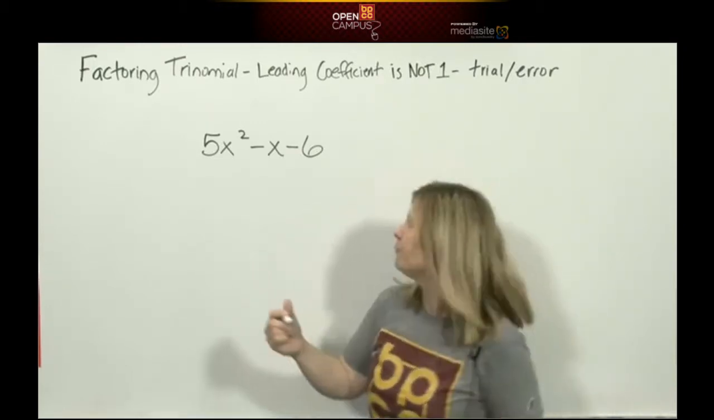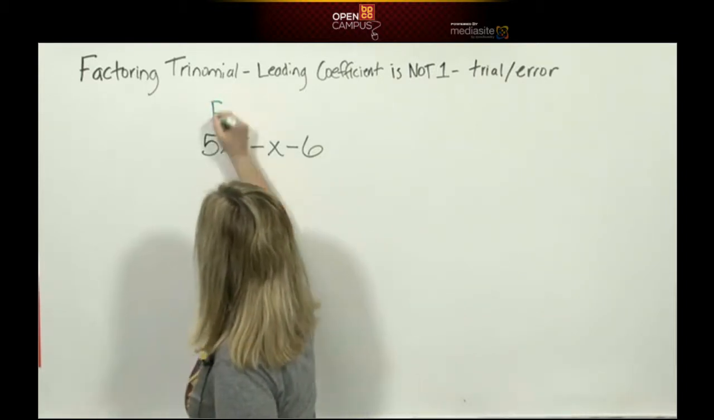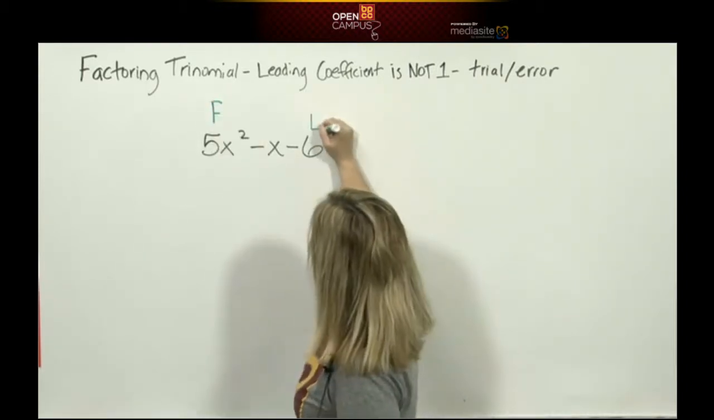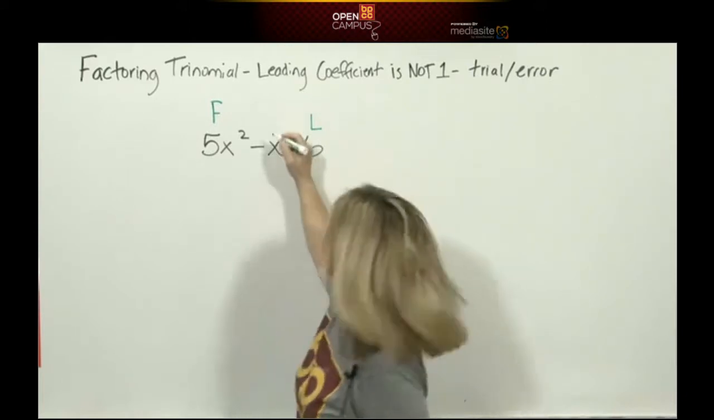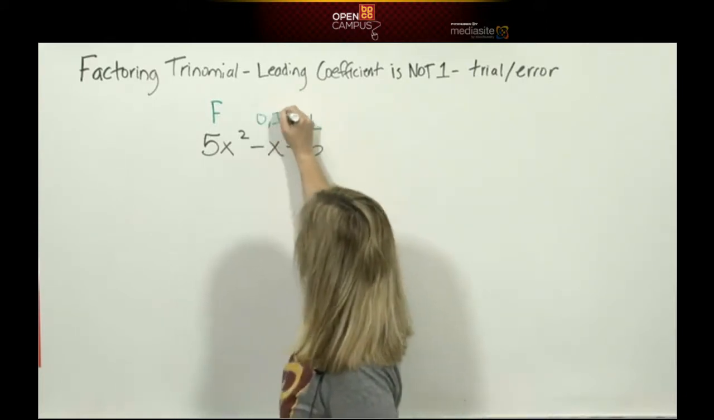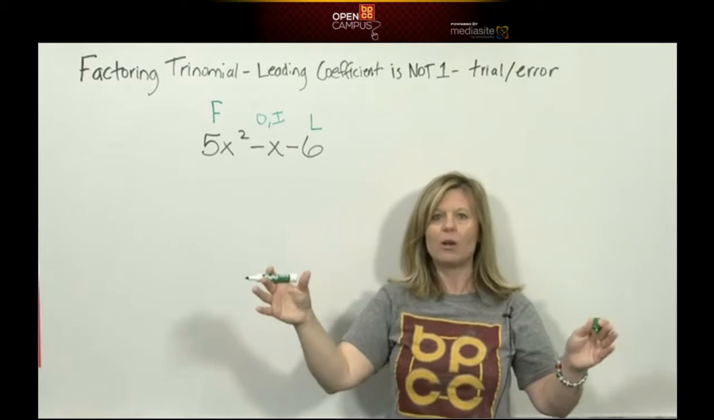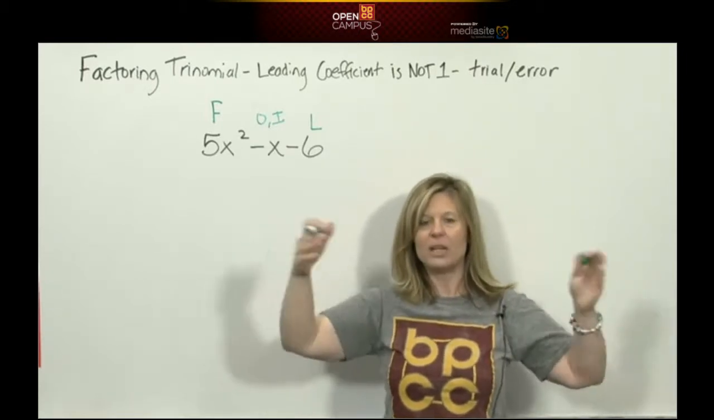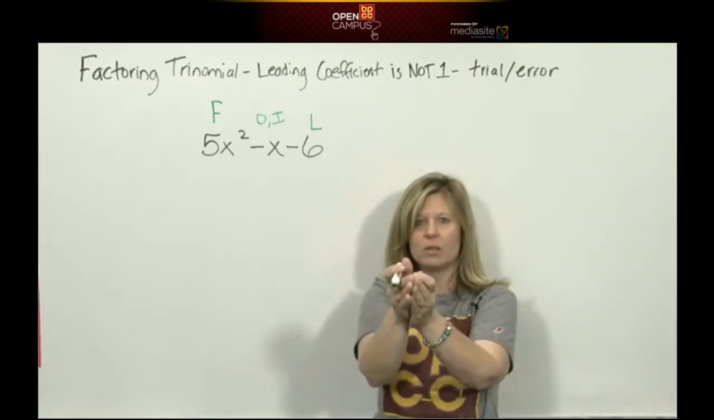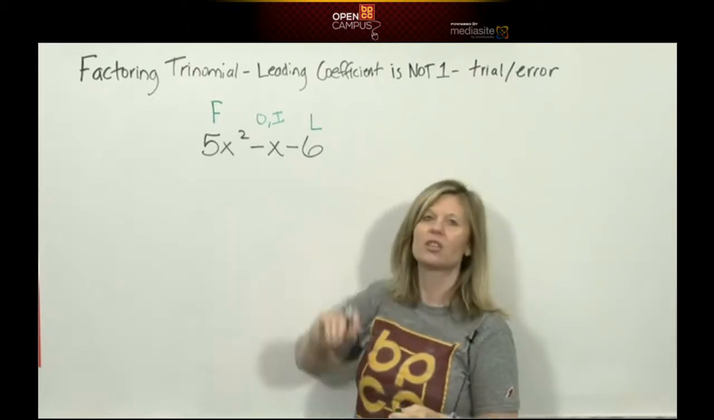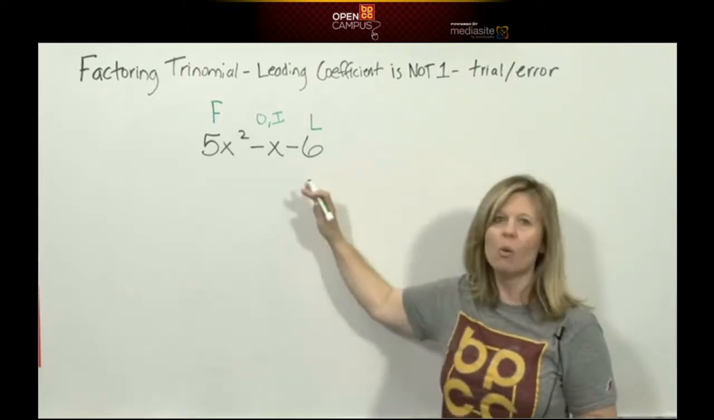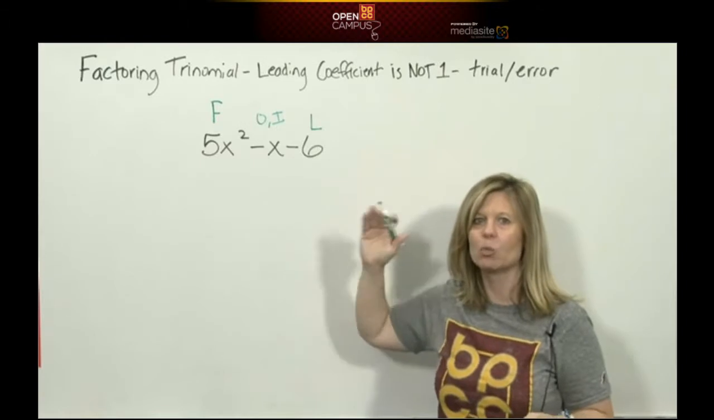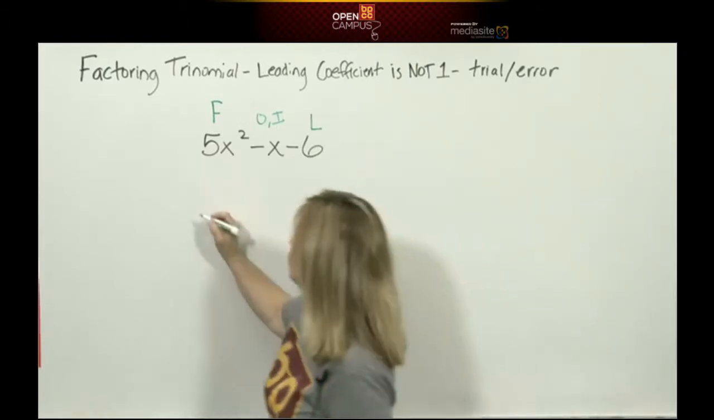So again, I'm going to write FOIL. This we know is our first term. This we know is our last term. And the term in the middle is made by combining the outers and inners. Okay, remember, if we had 2 binomials and we multiplied them out, we'd get 4 terms. And the ones in the middle, the outers and inners, would make this term. We know when we factor a trinomial, the answer will always be 2 binomials.